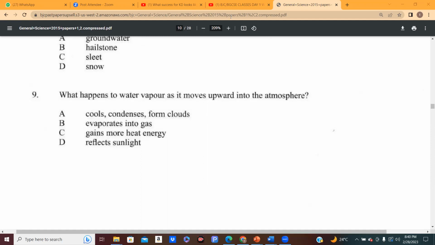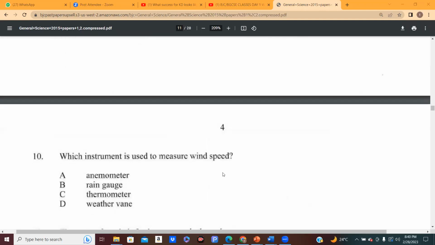It's going to cool and condense to form clouds because this is water vapor moving up into the atmosphere. We get water vapor when we have puddles of water on the road and the sun hits them. Actually, my first answer was A, but I didn't go with my gut. Yes, it is A. It's correct. As the water vapor ascends, it's going to cool and condense to form clouds. So that's the correct answer there.